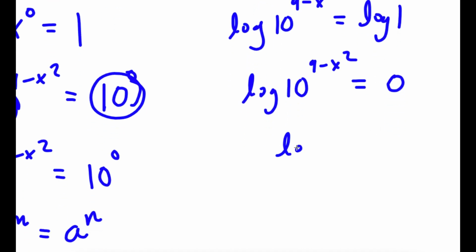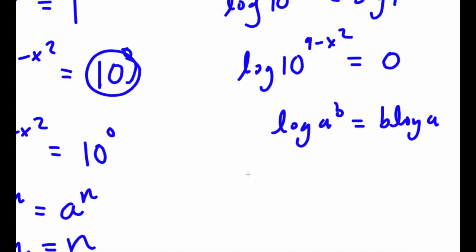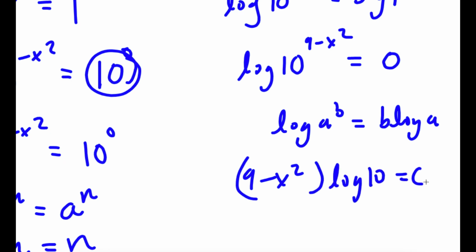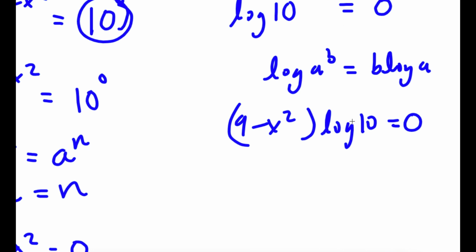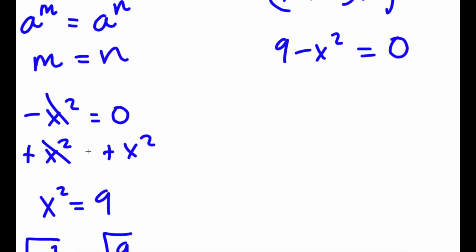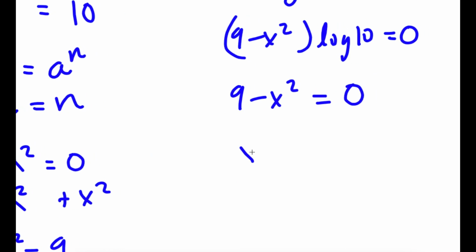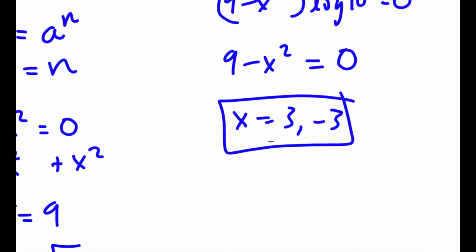And if I have something in the form log a to the power of b, it's the same thing as b times log a. So in this case, I have 9 minus x squared times log 10 is equal to 0. Now log 10, this is simply 0. Or sorry, this is simply 1. So now I have 9 minus x squared times 1, which is simply 9 minus x squared is equal to 0. And again, I'm back to where I started. 9 minus x squared equals 0, so x is equal to 3 or negative 3. So that is my second solution.